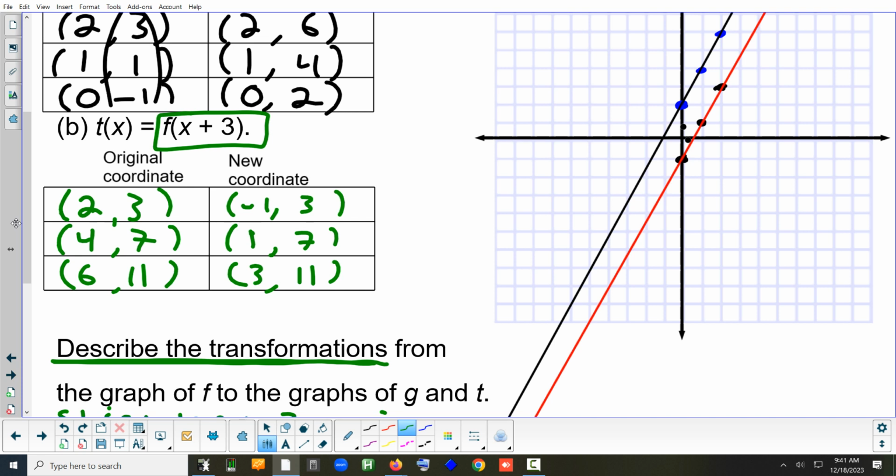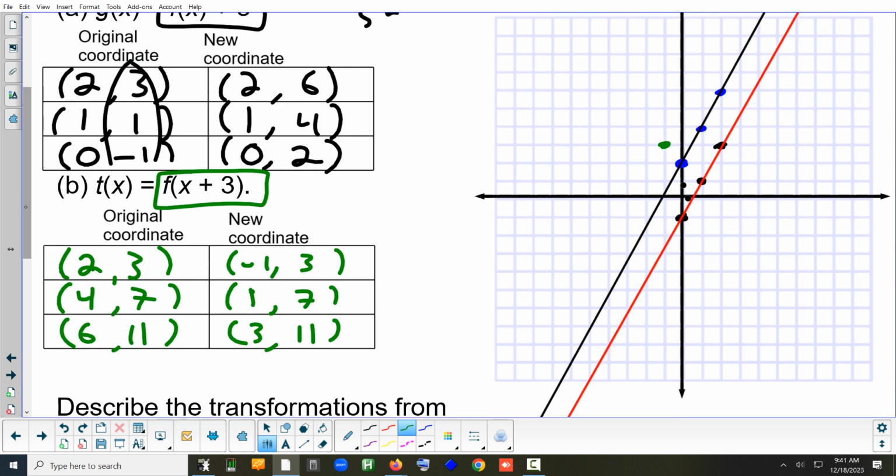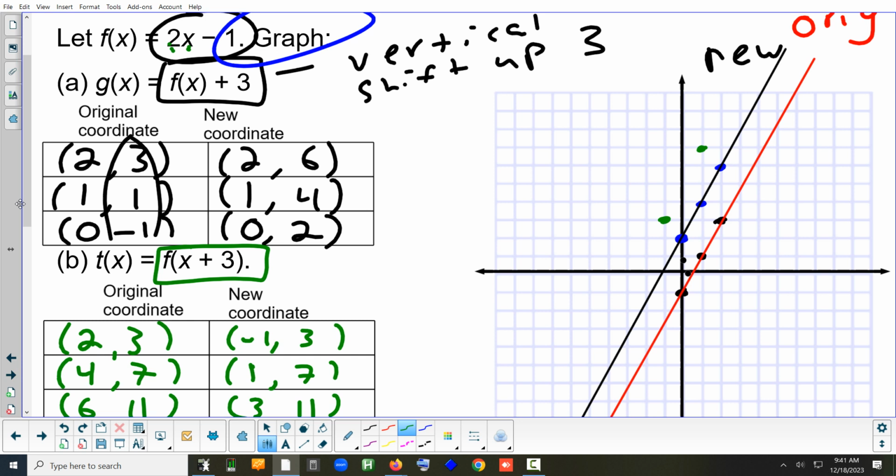So we have -1, 3. -1, 1, 2, 3. We have 1, 7. So 1, 1, 2, 3, 4, 5, 6, 7. And then we have 3 and 11. So 3, 1, 2, 3, 4, 5, 6, 7, 8, 9, 10. Just one off the grid, so that's not that bad.